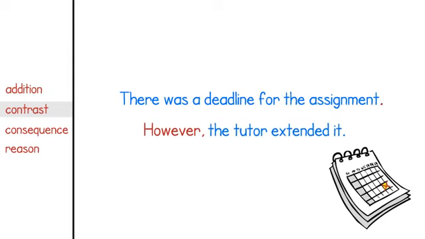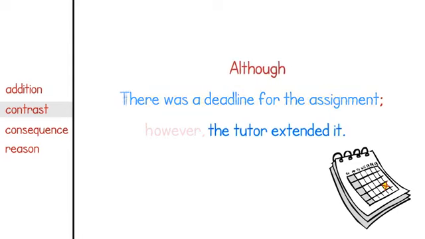There was a deadline for the assignment. However, the tutor extended it. As you can see, however used in this way usually goes at the beginning of a new sentence and is followed by a comma. Or it can come after a semicolon, followed by a comma, like this.